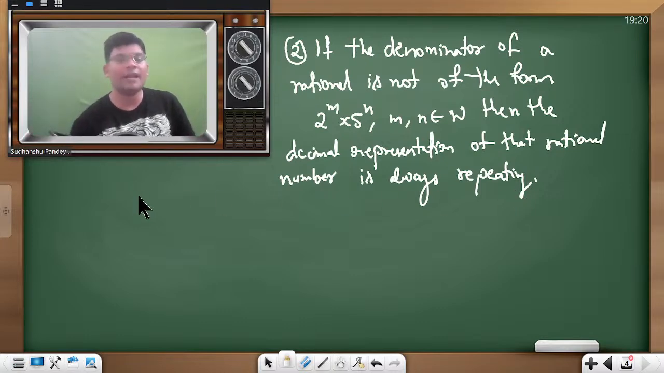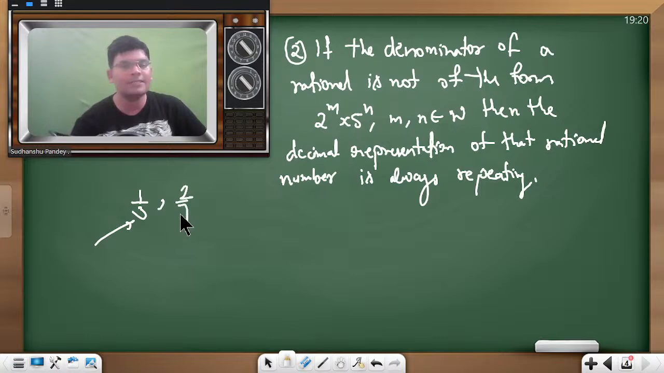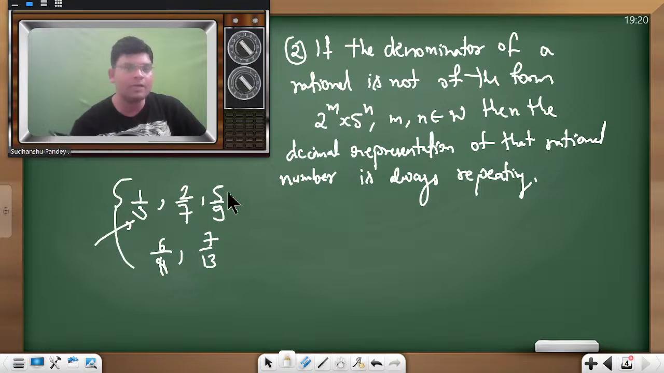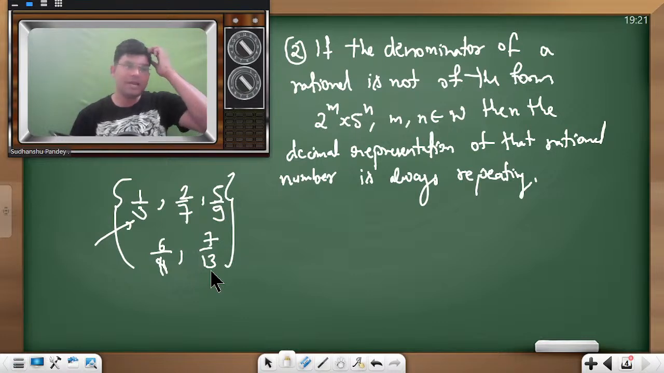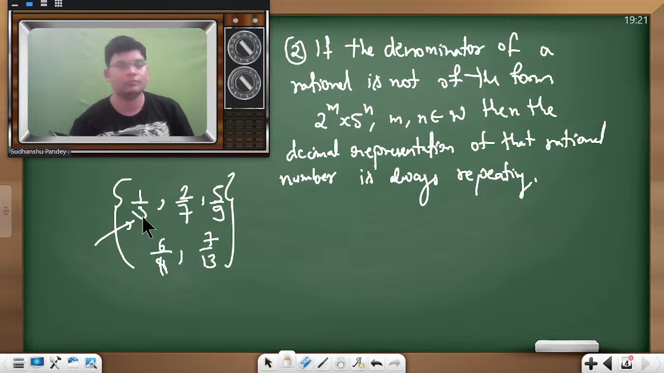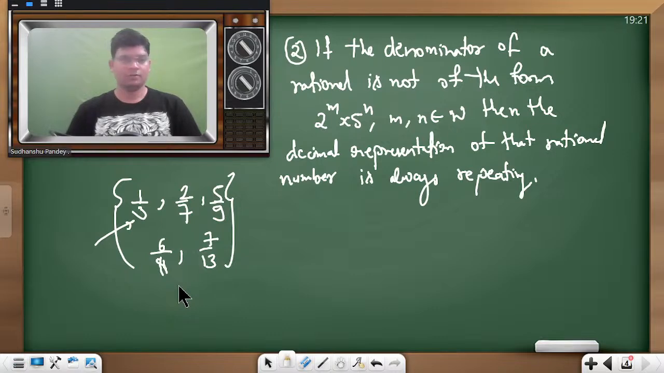For example, if I write 1 by 3, नीचे 2 या 5 है नहीं है, इसके अलावा कोई भी नंबर आ गया, 1 by 3, 2 by 7 या 5 by 9 या 6 by 8, 8 नहीं, 6 by 11, 7 by 13, these all numbers will be what? These all numbers will be repeating. समझ में आ रहा है? Everybody getting it? दिया, मेहर, सानवी, please write it down.